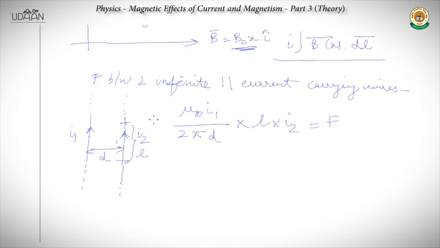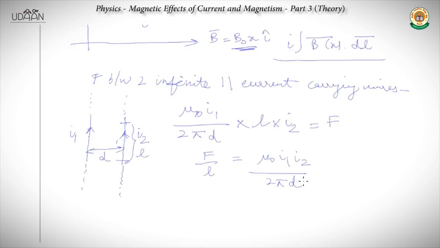So basically we find F by L, because the length of the whole wire is infinite. So the interaction force would be infinite. But for a particular length L, we can find the force per unit length between the two wires, which will give us the interaction force. This is equal to mu naught I1 I2 by 2 pi d. This is basically the force between the wires.